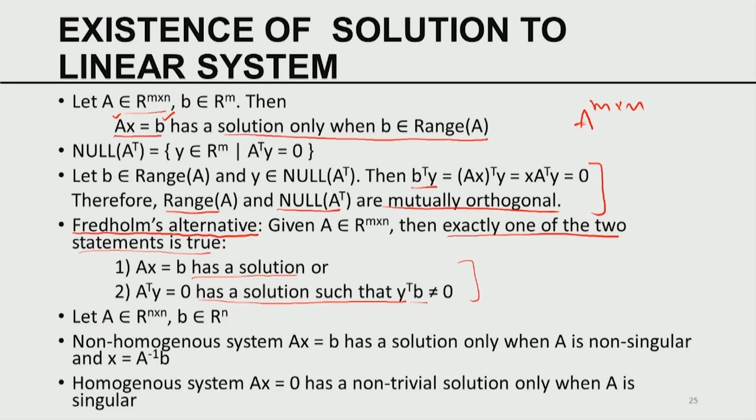When m is equal to n, A belongs to R^(n by n), B belongs to R^n, then the non-homogeneous system of equations Ax is equal to B has a solution only when A is non-singular and x is A inverse B. That again follows from alternative A of the Fredholm alternative. The homogeneous system Ax is equal to 0 has a non-trivial solution only when A is singular. So these are the two basic fundamental facts.